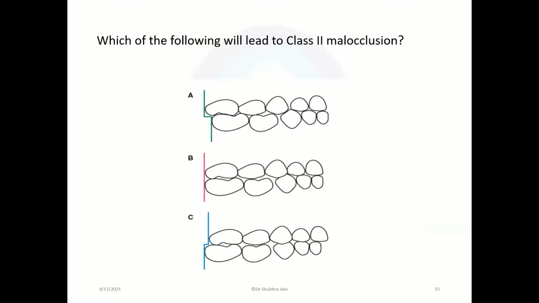Now, this is one question which I would want you guys to answer. Which of the following will lead to class 2 malocclusion? Exactly. This is a distal step, and this is going to go in class 2. See, this is so easy. I'm so glad.